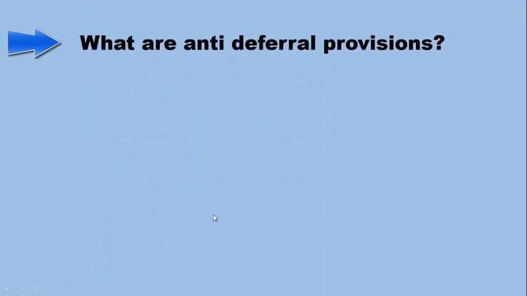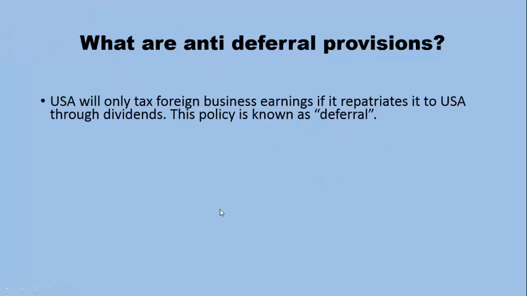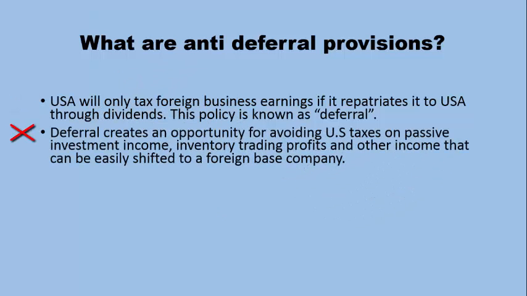Folks, let's talk about what are anti-deferral provisions. USA will only tax foreign business earnings if it repatriates it to USA through dividends. This policy is known as deferral. Deferral creates an opportunity for avoiding US taxes on passive investment income, inventory trading profits, and other income that can be easily shifted to a foreign-based company.